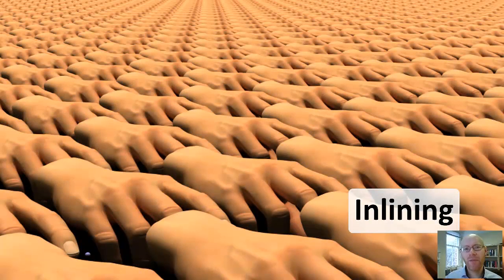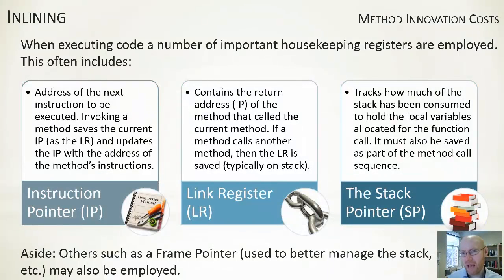I want to finish things off then by looking at the notion of inlining. And before we get onto that, we will briefly have a little foray into what happens when you execute a method and the cost that's associated with executing a method. Because calling a method, it is actually a reasonably expensive operation. There's a reasonable amount of cost involved.